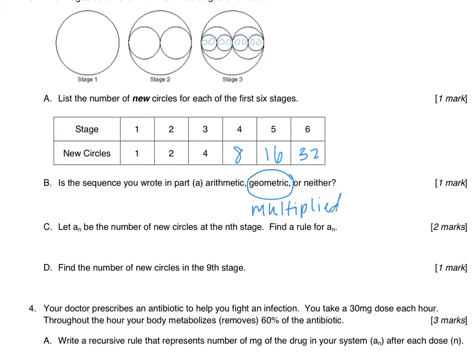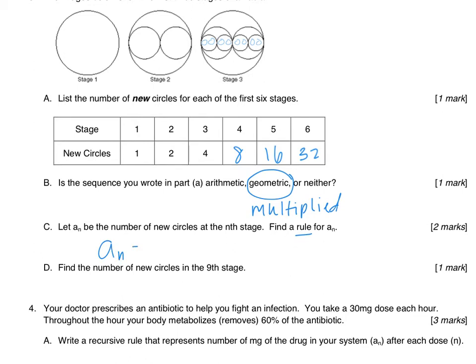Let An be the number of new circles in the nth stage. Find a rule for An. So they don't tell you what kind of rule. You can do explicit or recursive. Both are fine. I like explicit better. I'm going to go with that.